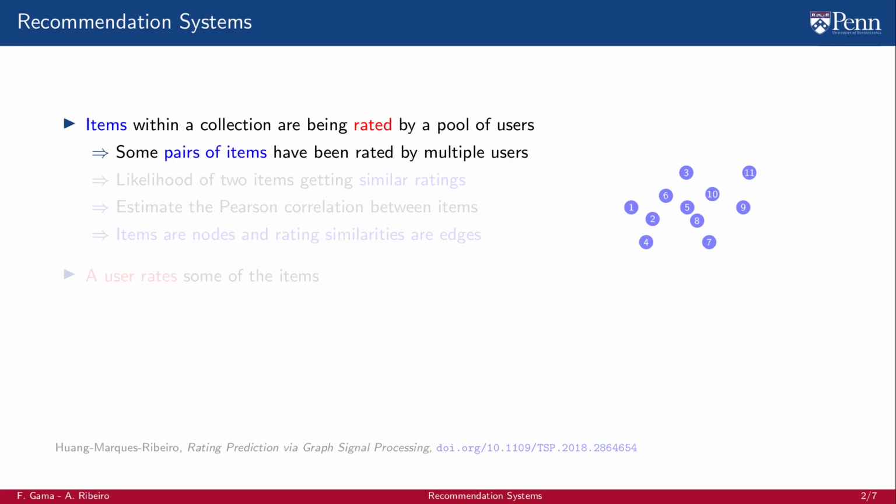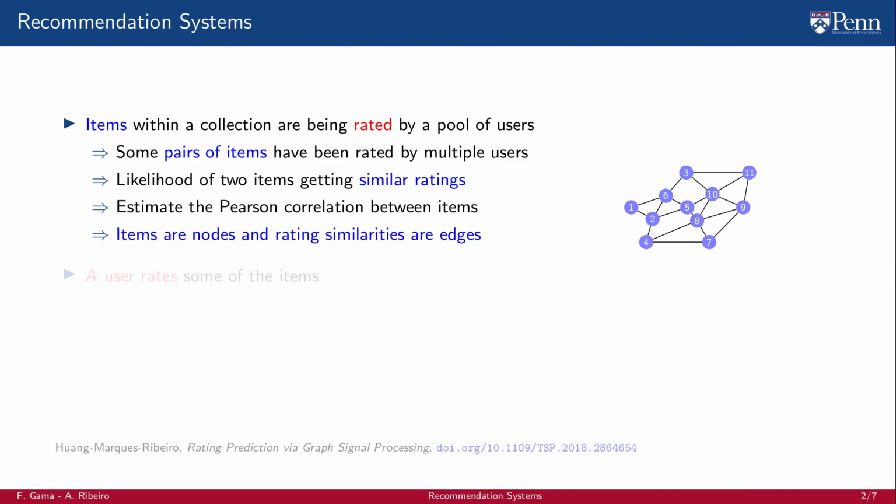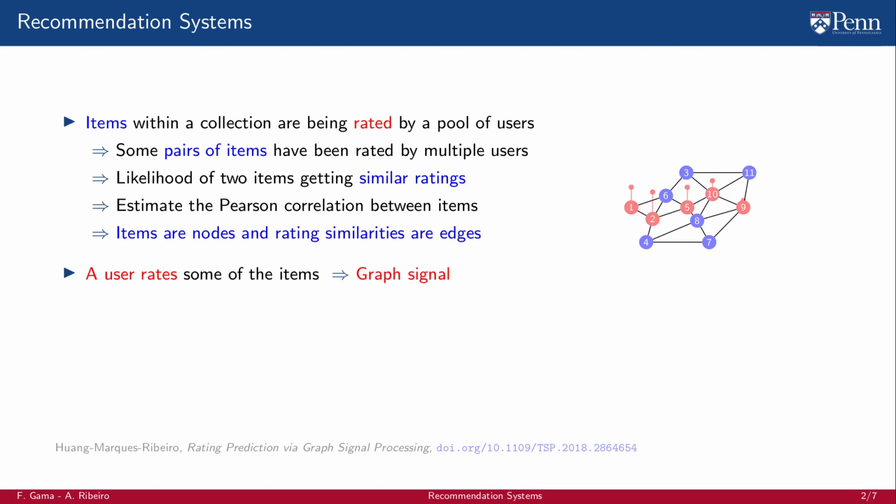Some pairs of items have been rated by multiple users, allowing us to estimate the likelihood of two items getting similar ratings, for example, by means of the Pearson correlation coefficient between items' ratings. Then, we can assume that we have a graph where items are nodes and the estimated rating similarities are the edges. Now, a user rates some of the items, which we can model as a graph signal, where we have a signal value, the rating, on top of some of the nodes. For example, nodes 1, 2, 5, 9, and 10.